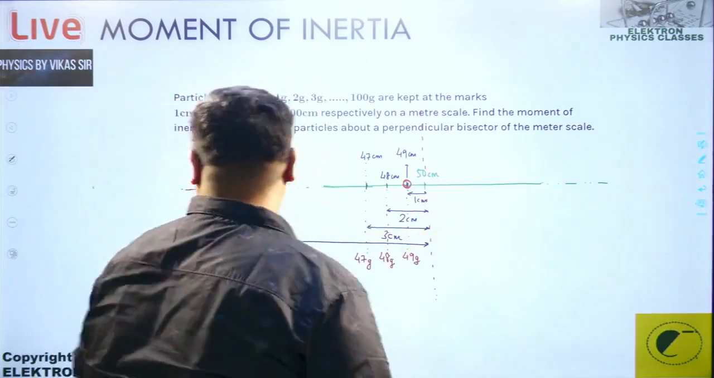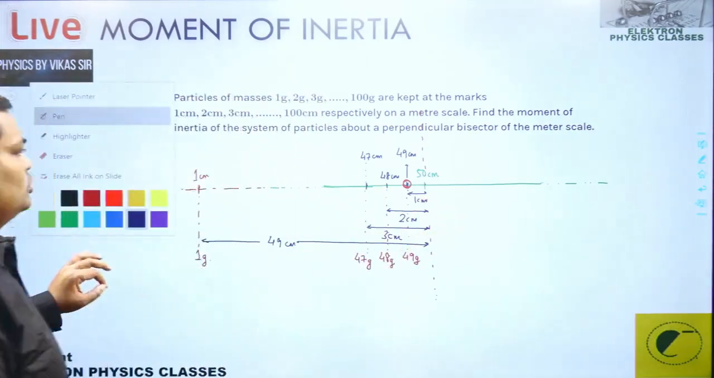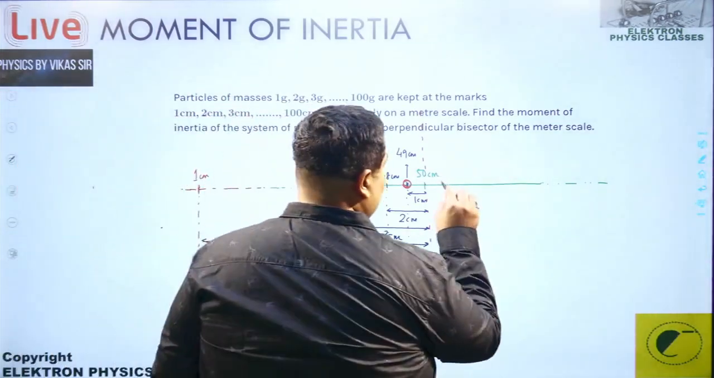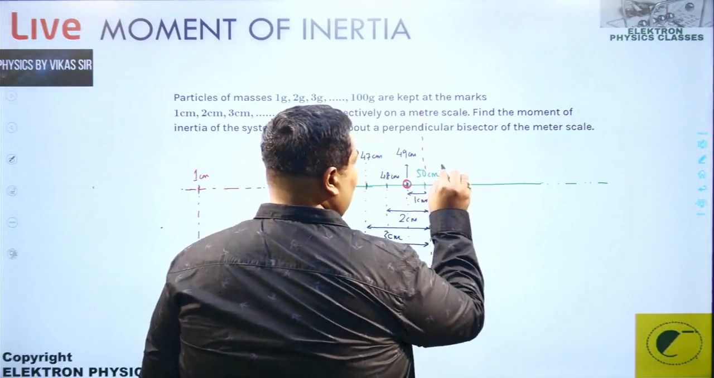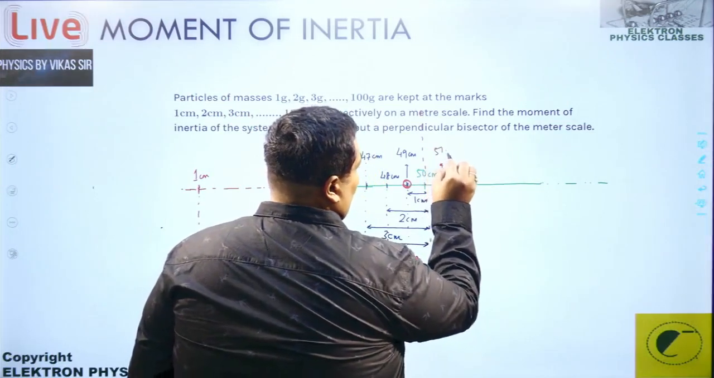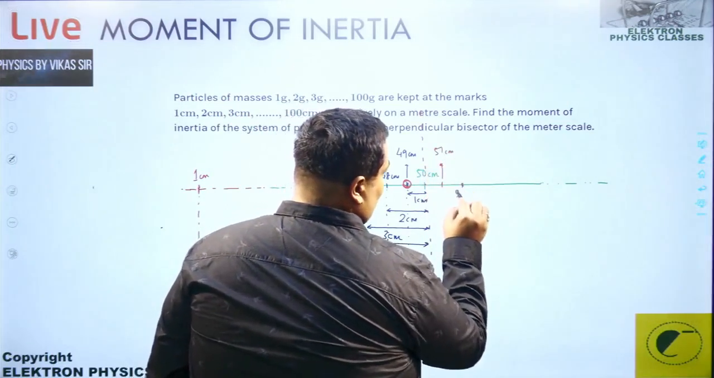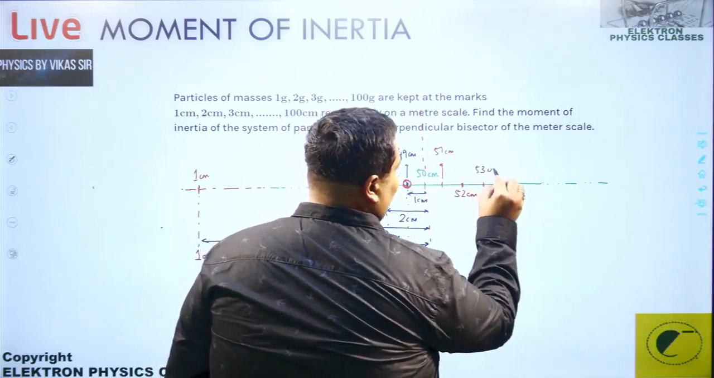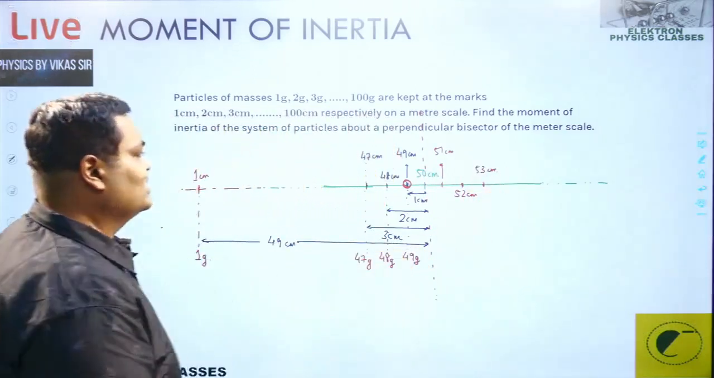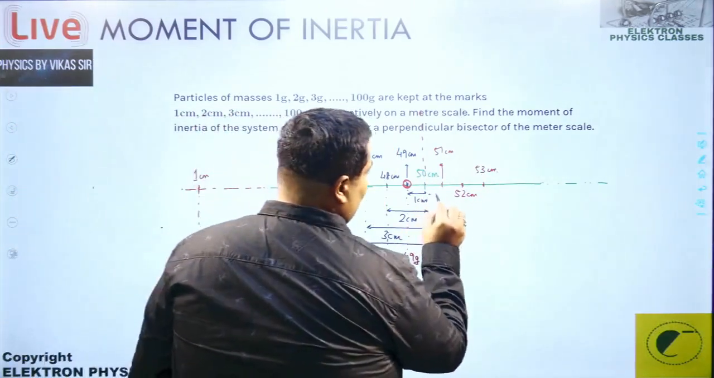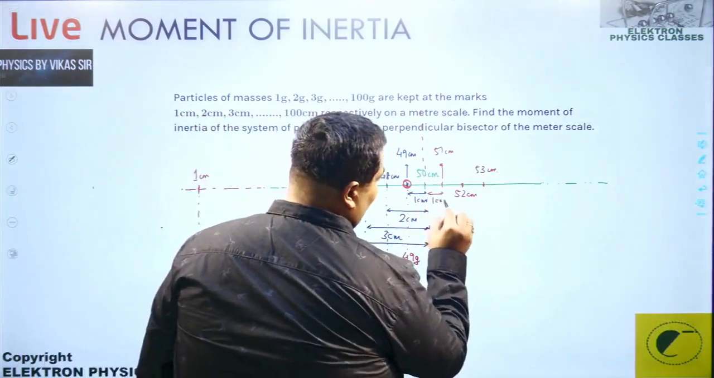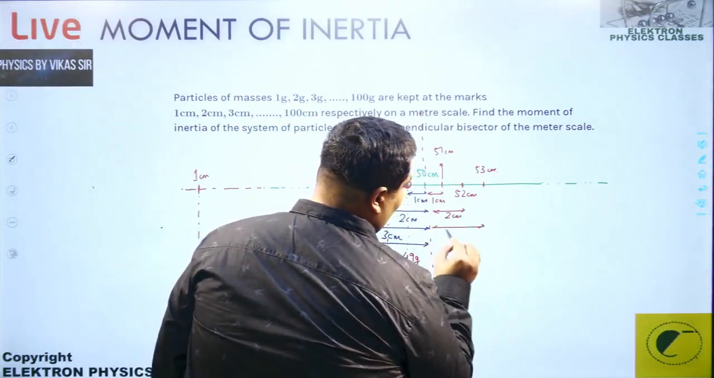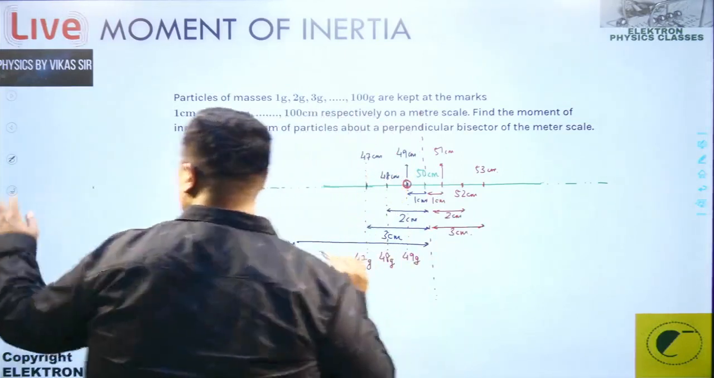Now the right side arrangement. So let's check on the right side arrangement now. So this is 51 centimeter mark. This is 52 centimeter mark. This is 53 centimeter mark, and so on. So what about the distances? This is once again how much? 1 centimeter. This is 2 centimeter. This is 3 centimeter.